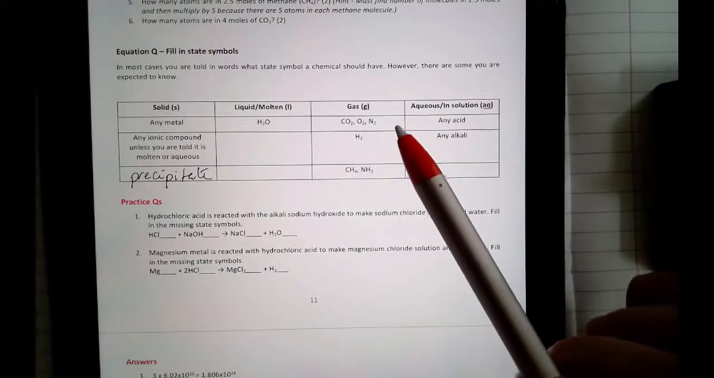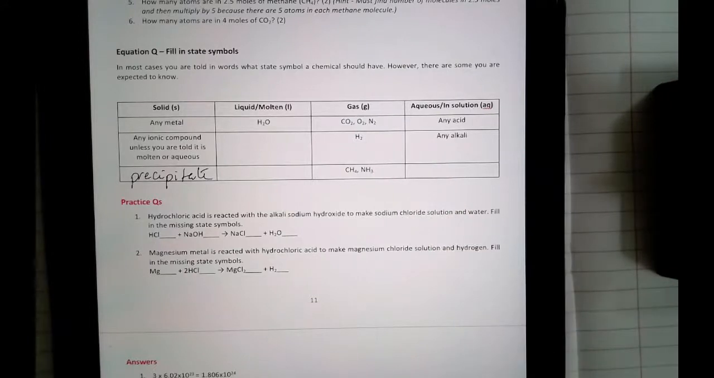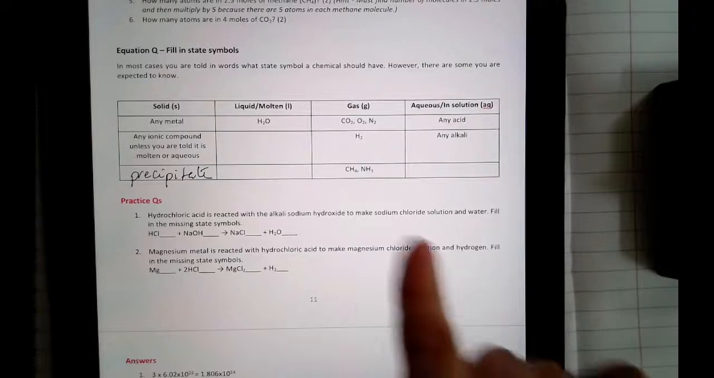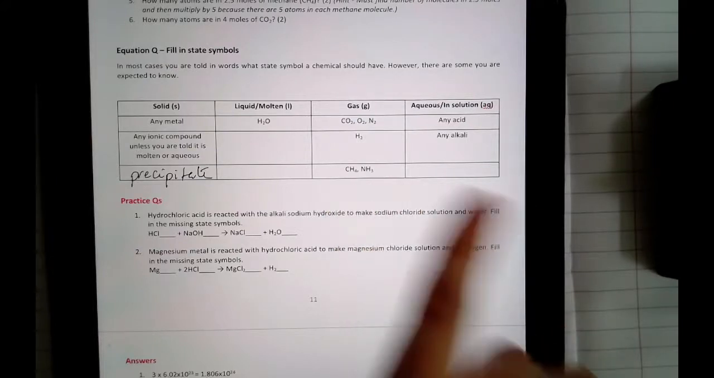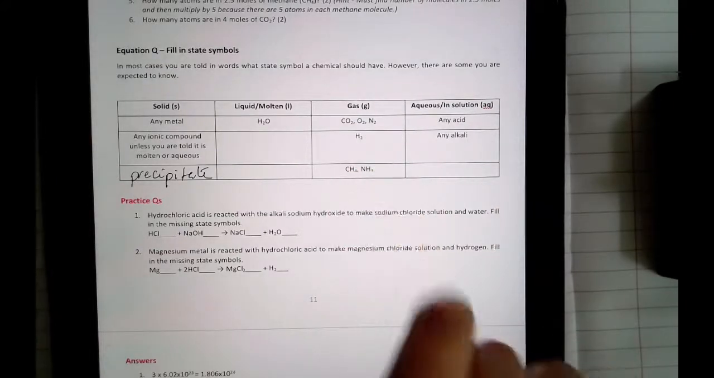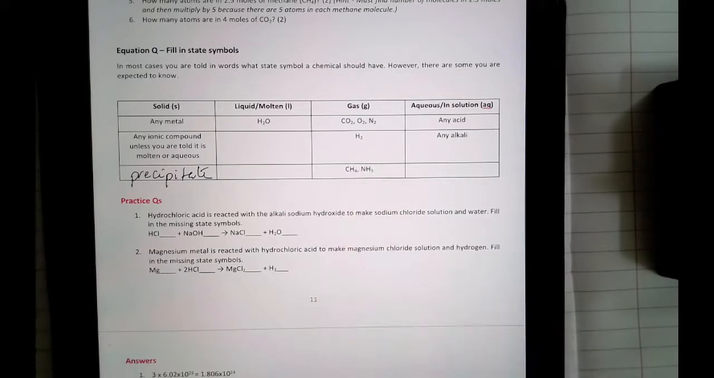Gas, there's a couple of gases you'll be expected to know. CO2, O2, N2, they're the gases we have most commonly in the atmosphere. You're expected to know that they're gases at room temperature. Hydrogen's a gas at room temperature. And then methane and ammonia, we do study these 2 gases more in another topic, but you are expected to know they're gases at room temperature. And then again, if you're told something is aqueous or in solution, you're going to use the state symbol AQ, but you are expected to know that acids and alkalis are always AQ.